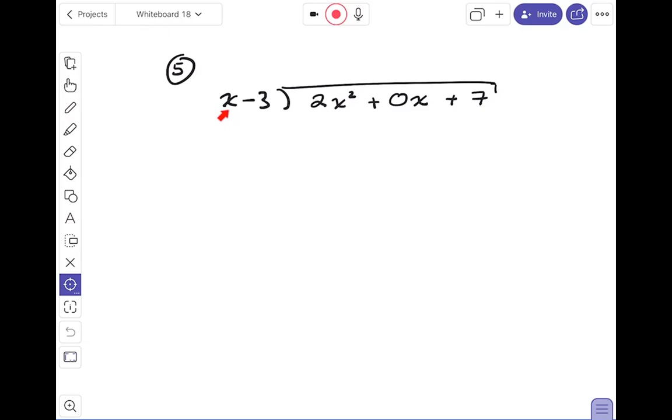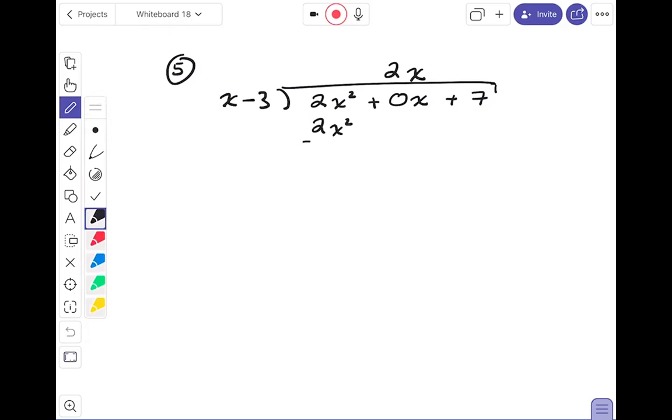Well, what am I going to do now? What multiple of x would match 2x squared? Well, that's simple. It's 2x. You notice there's a column of x's now to put that down. So what do you get over here? 2x squared minus 6x. My recommendation for the students struggling with long division is to change the signs.